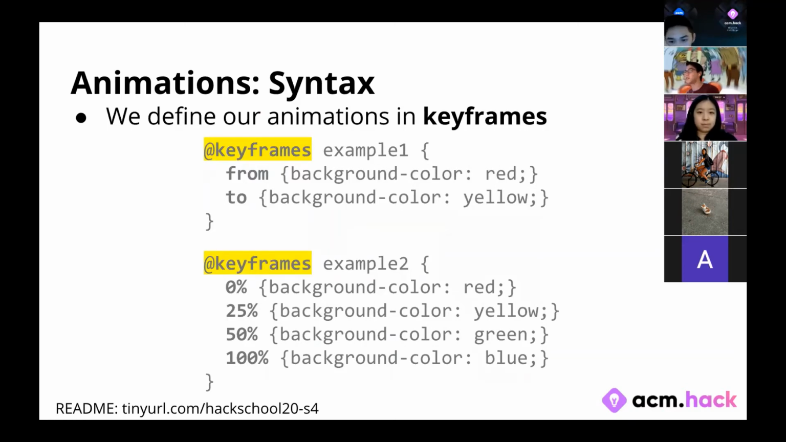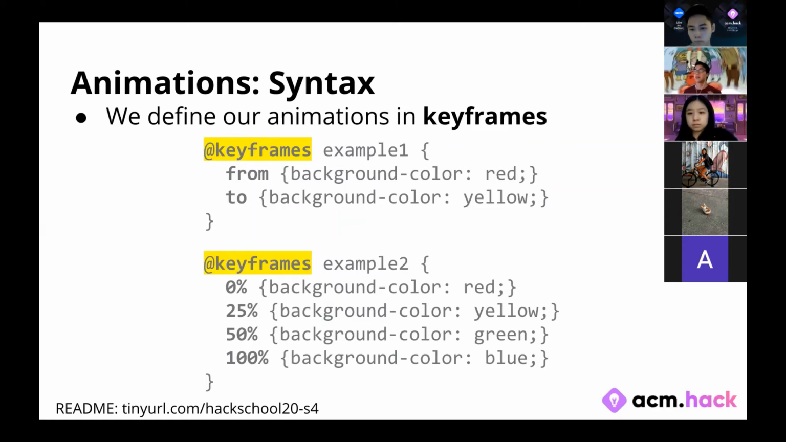So instead of directly applying a transition into the beginning state, we have to define a separate keyframe. So this is another body in your CSS file. So the way we specify keyframe is by using the @keyframes keyword and then naming the keyframe whatever we want. So in this example, we have 2. On the top, you have example 1 keyframe. On the bottom, you have example 2 keyframe. And within these keyframes, you just define what you want to happen during the animation.